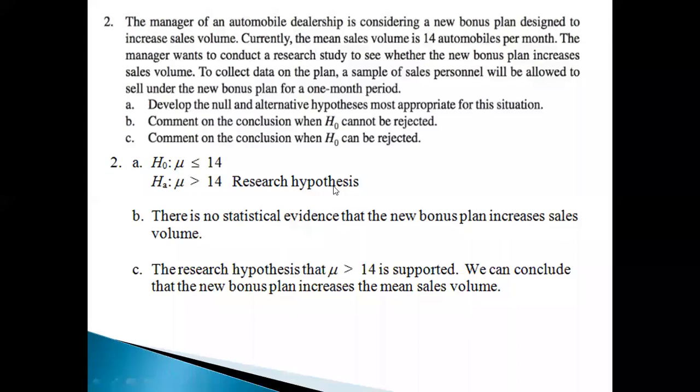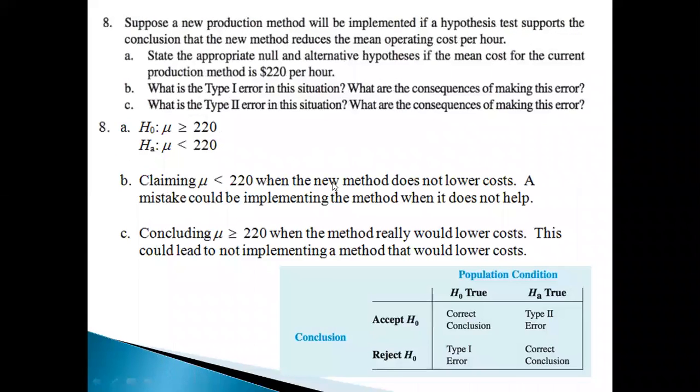And we'll look at these two in detail more on other problems, on how you actually can find the statistical evidence. All right, suppose a new production method will be implemented if a hypothesis test supports the conclusion that the new method reduces the mean operating cost per hour. A, state the appropriate null and alternative hypotheses if the mean cost for the current production method is $220 per hour. B, what is a type 1 error for this situation? What are the consequences of making this error? And C, what is a type 2 error in this situation and what are the consequences of making this error?